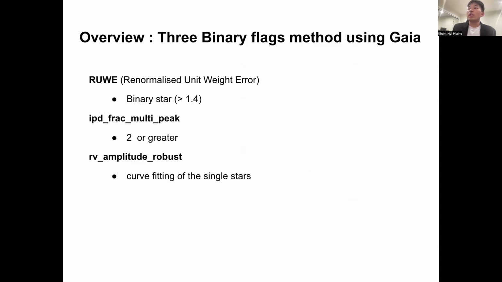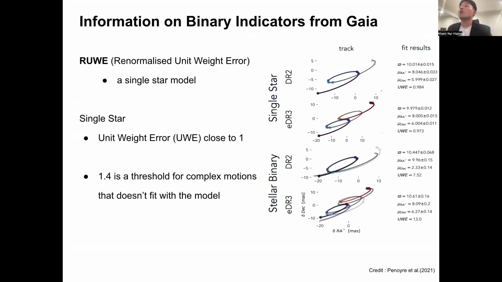The first one is RUWE, and the cut for that is 1.4, and the second is IPD frac multi peak, and the cut for that is at 2, and then the RV amplitude robust. For that one, I use a curve fitting of the single stars, which I'll be diving into in a few minutes. So the first one, RUWE, also known as the renormalized unit weight error, is simply put, a single star model.